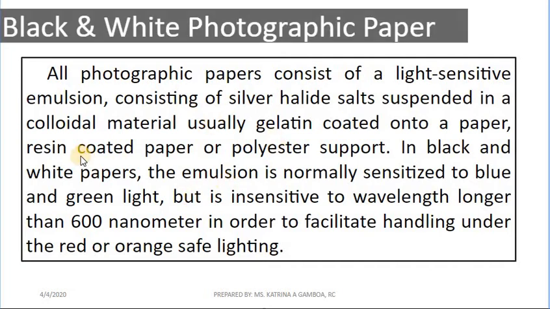So, let's go with the next slide. Black and white photographic paper. So, all photographic papers consist of light-sensitive emulsions, consisting of silver halide salts suspended in a colloidal material, usually gelatin, coated onto a paper, resin-coated paper, or polyester support. In black and white papers, the emulsion is normally sensitized to blue and green light, but it is insensitive to wavelengths longer than 600 nanometers in order to facilitate handling under the red or orange safe lighting.